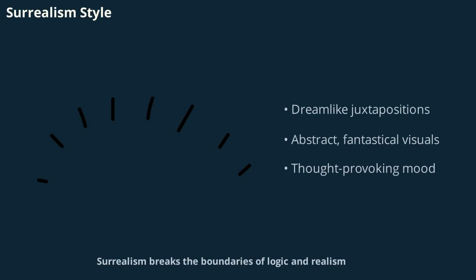Surrealism breaks the boundaries of logic and realism, thriving on dreamlike juxtapositions, abstract logic, and fantastical elements that challenge the viewer's sense of reality. Core elements are collage, disjointed objects, melting forms, metaphors, and unexpected scale. The mood is dreamy, unsettling, and thought-provoking, best for concept art, experimental visuals, or literary design.